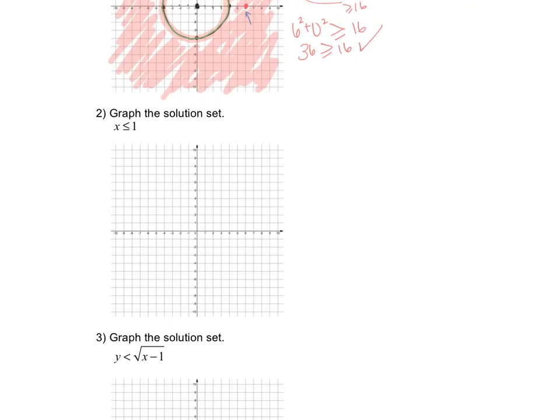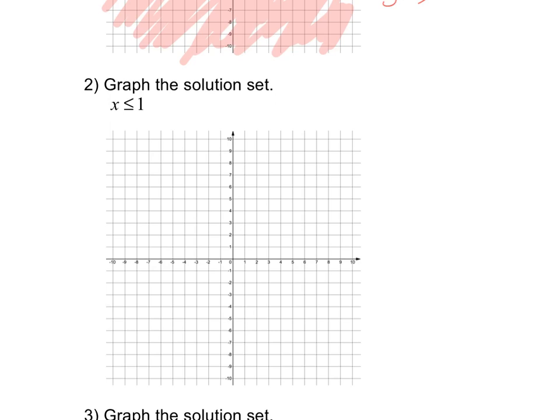All right, let's try that again. So number 2, we want to graph the solution set. This time our boundary line is going to be x equals 1, and that is a vertical line through 1. Oh, I did it dotted. It's actually solid. I missed the equal to part. So I'm going to make that a solid line. I'm just drawing it like our asymptotes here.